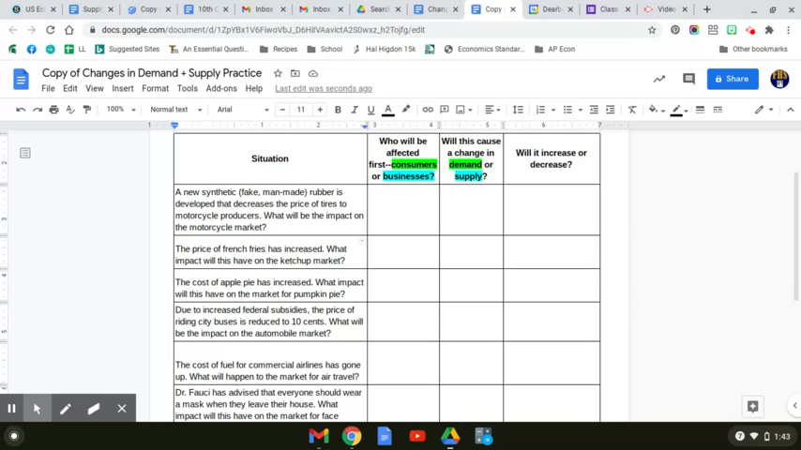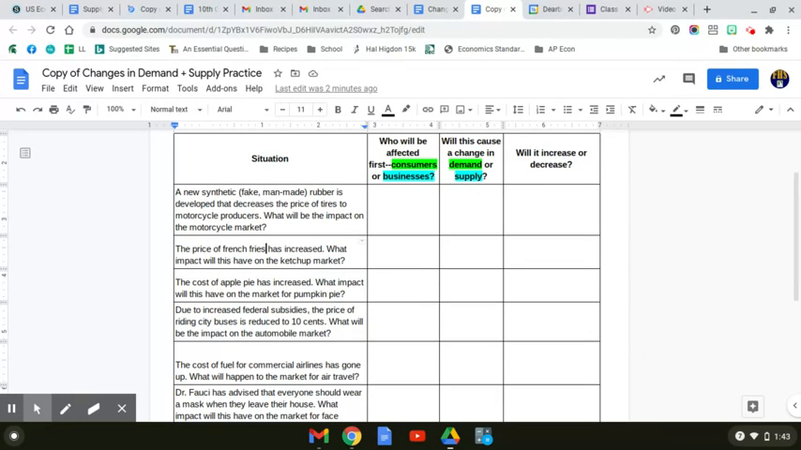The first thing you're going to think about when you read these situations is who is going to be impacted first. Given that situation, is it consumers that are going to feel the effects? Or is it going to be the businesses making the item? Remember, we talked about demand always having to do with consumers and their willingness and ability to buy a product. So if you put in the second column that it's consumers that will be affected, you know it's going to cause a change in demand. That's why I highlighted those in the directions.